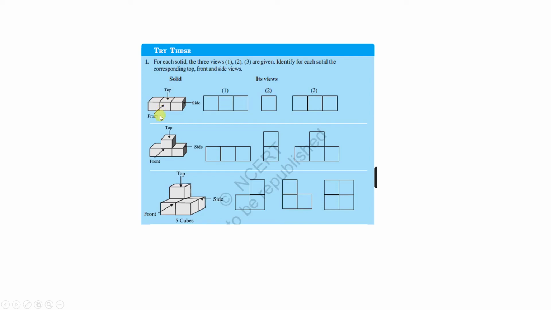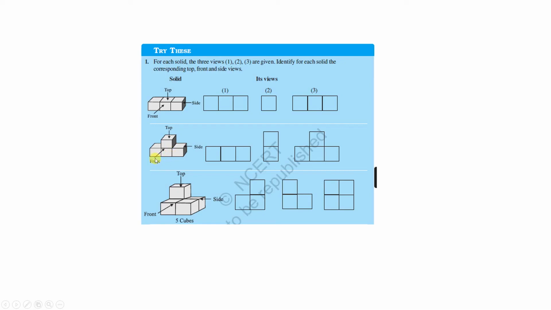Now from the front when we see this solid, we can see these three squares. So we will say that this third figure is the front view of the solid. And now when we see this solid from the side, we can see only one square, and therefore this second view is the side view for this solid. Next, this solid is given. Now when we see from the top, we can see 1, 2 and 3 squares side by side. Therefore this first view is the top view for this solid.